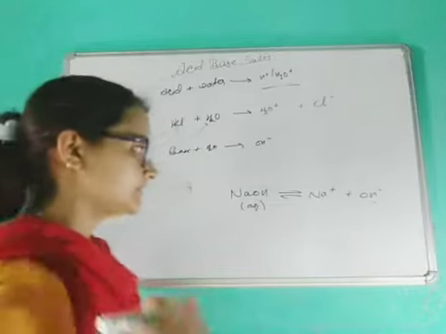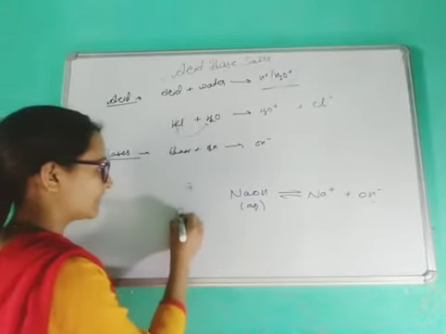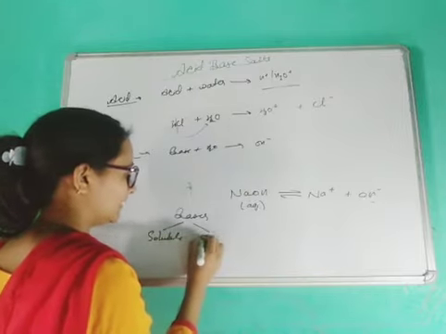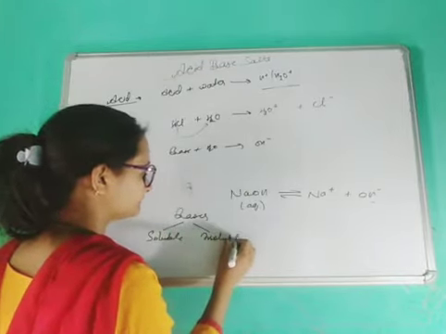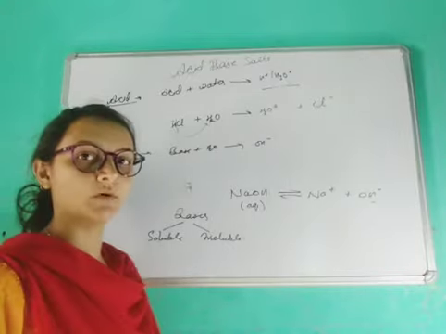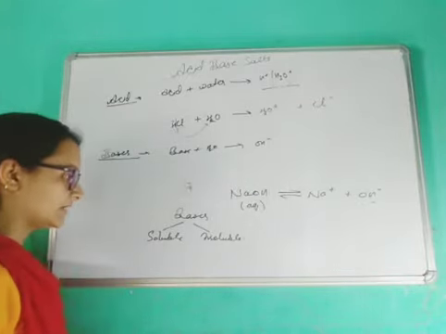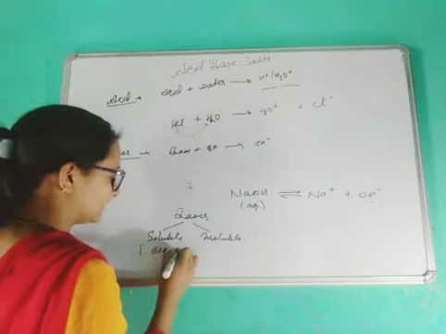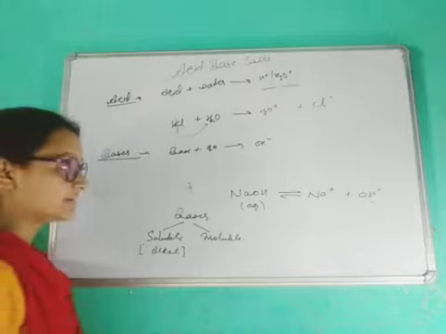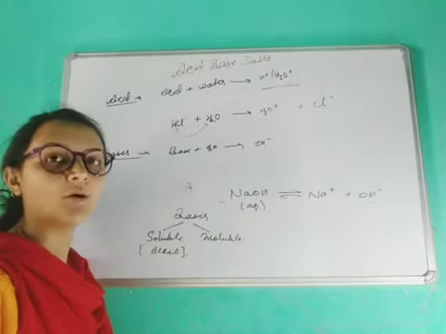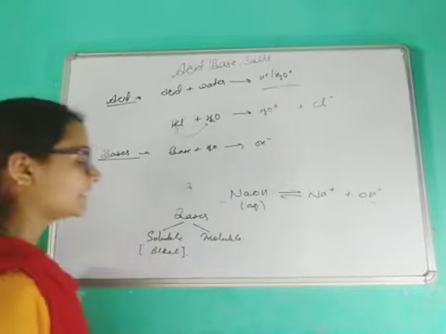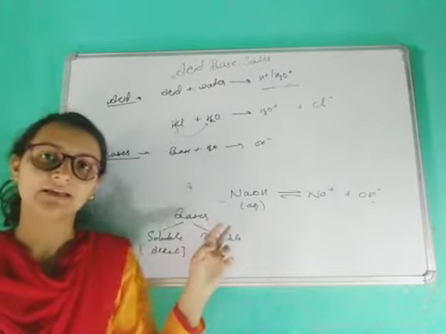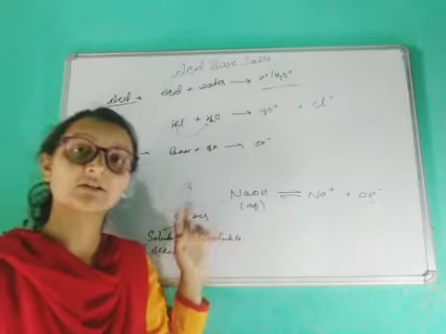Now one more thing, bases are of two types: soluble and insoluble. That means some are water soluble and some are insoluble. The soluble bases are called alkali. So NaOH is an example of an alkali. You can say base, but more accurately it is an alkali, because it is a soluble base.